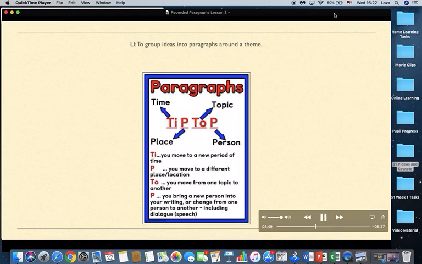And finally, the P stands for person or character. If you introduce a new character or person, you need to change to another paragraph. So thinking about speech marks or direct speech, if a person talks in your piece of writing and you use speech marks, each time a new character speaks, you need to start on a new line.